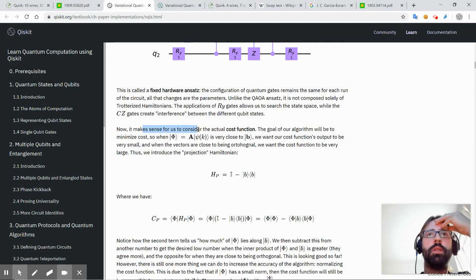That makes sense because the goal of the algorithm will be to minimize the cost. So we want our cost function output to be very small. So now the projection Hamiltonian.